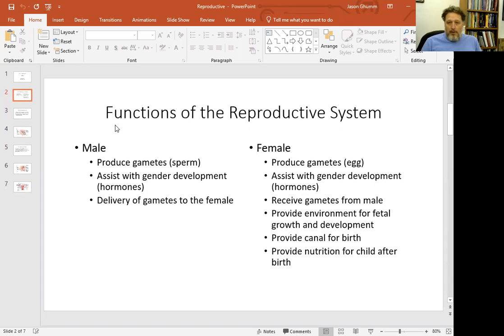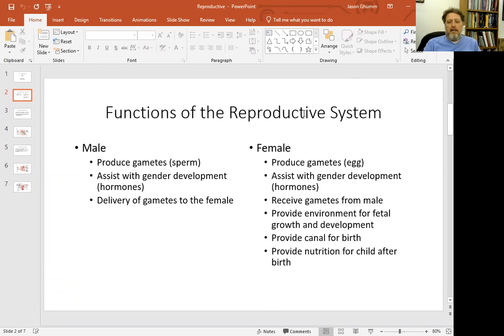It's going to produce hormones that are going to foster development of male characteristics. And then the male reproductive system is also there to distribute the gamete, sperm, to the female.